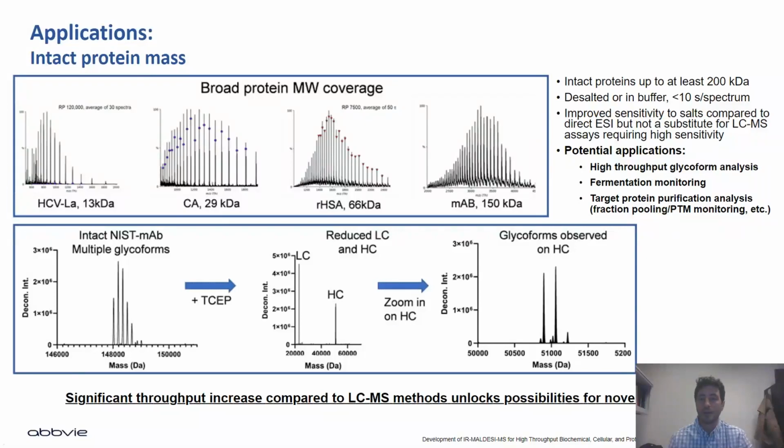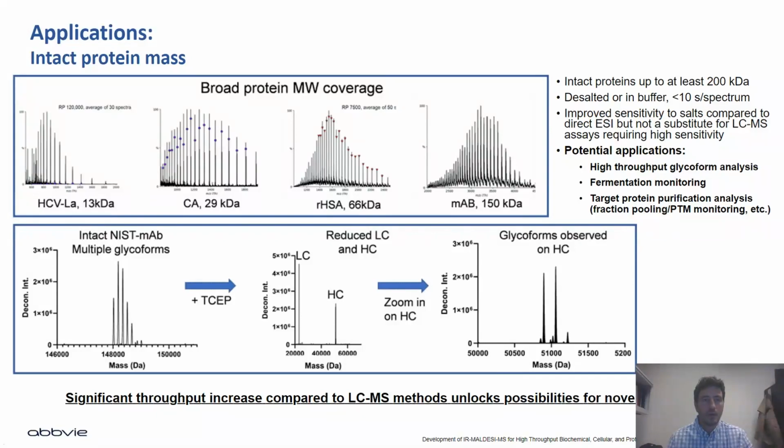We can do high throughput glycoform analysis. On the bottom, in the middle box, you can see analysis of an antibody. If this is Nistamab, if you zoom in, you can see multiple glycoforms. If you add a reducing agent, you can actually see the heavy chain and light chain coming apart. And then if you zoom in on the heavy chain, you can see some of those glycoforms.